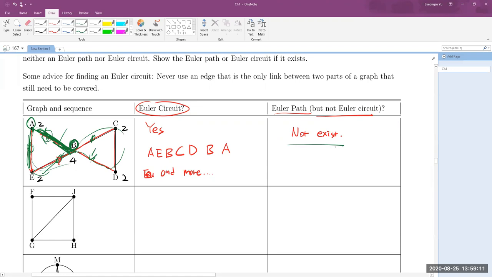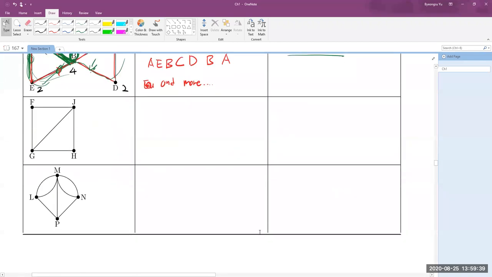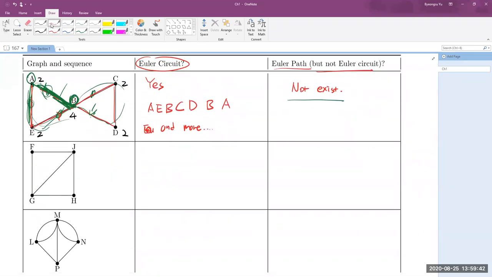Does it make sense? Or is it a little bit difficult? Is it good? So yeah, you don't need to know why this one doesn't have that type of Euler path, but if you just find the Euler circuit or Euler path, then you are done, right? And okay, let's try the next one.